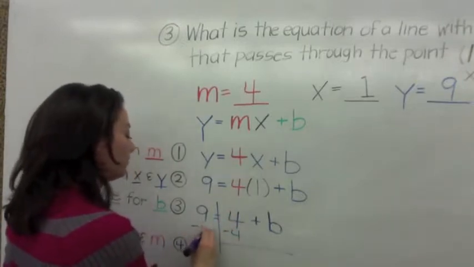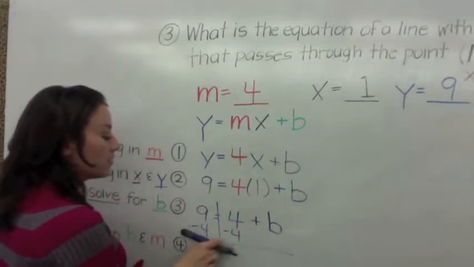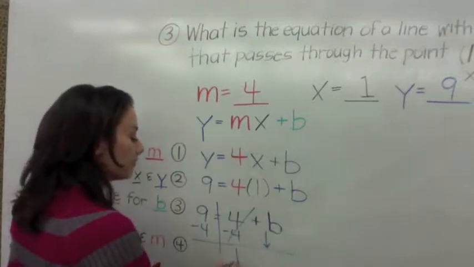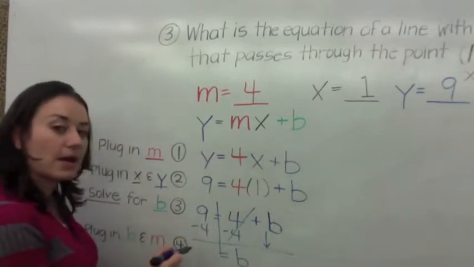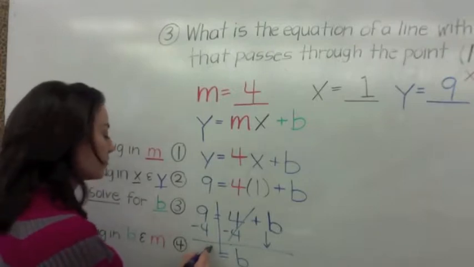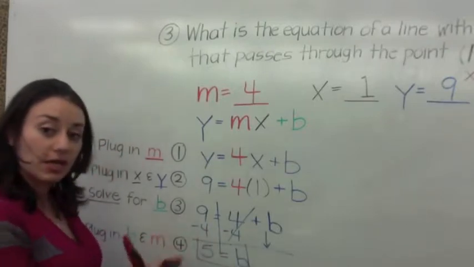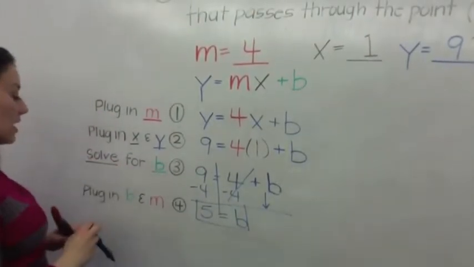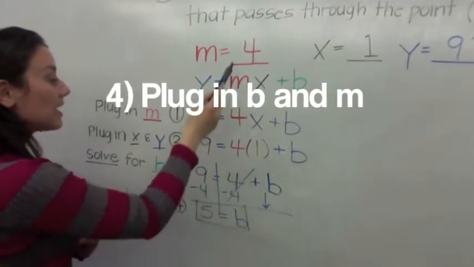Negative 4. Very good. So then positive 4 and negative 4 make 0. Bring down the b. And b equals 9, take away 4. What is 9 minus 4? It's 5. That's right. 9 minus 4 is 5. So 5 equals b, or b equals 5. You can look at it either way. The last step, of course, is to plug in b and m.